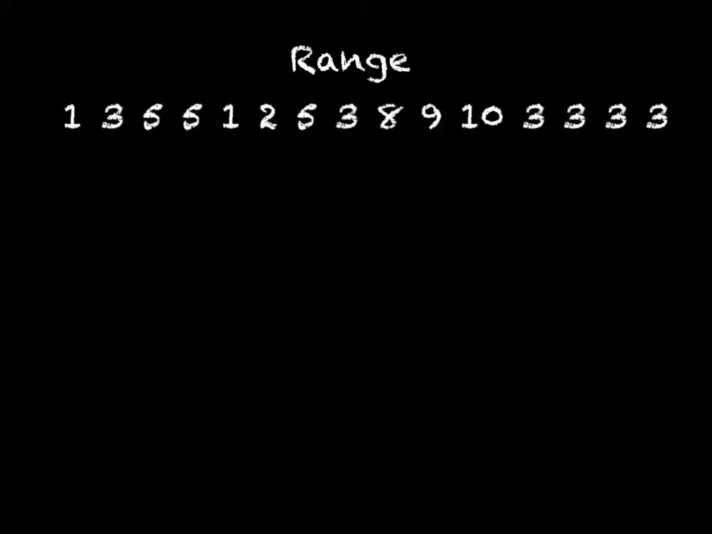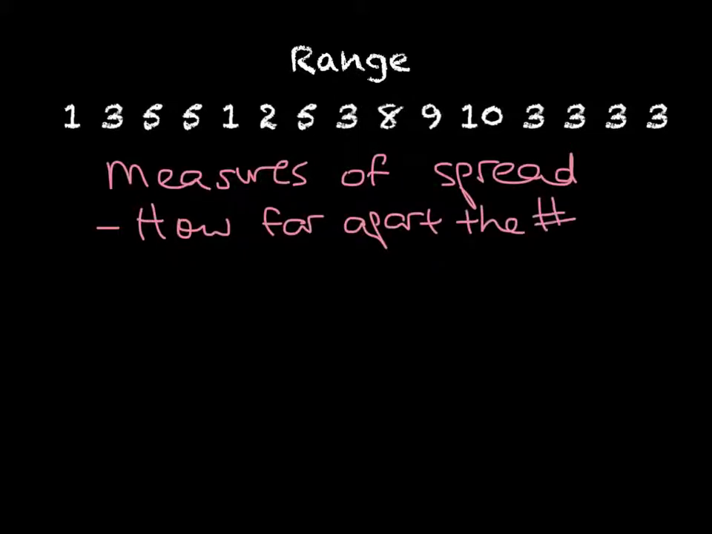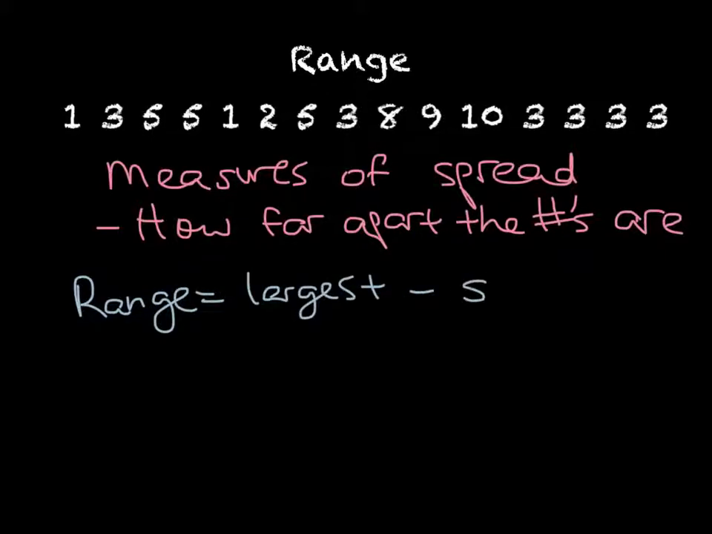The next 2 statistical measures are going to be measures of spread, or measures that tell how far apart the numbers are. The range is simply equal to the largest number minus the smallest number. So for our sample data set here, our largest number is 10 and our smallest is 1. So our range is just equal to 10 minus 1, or 9.